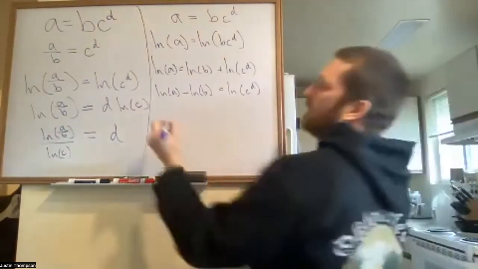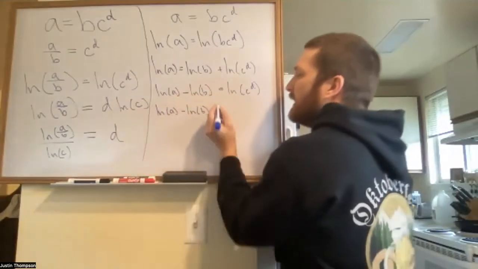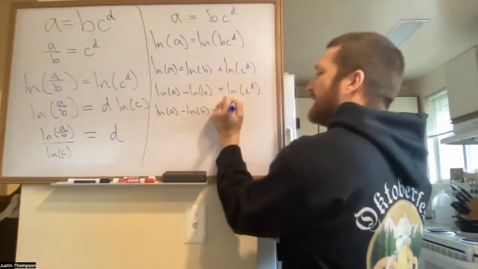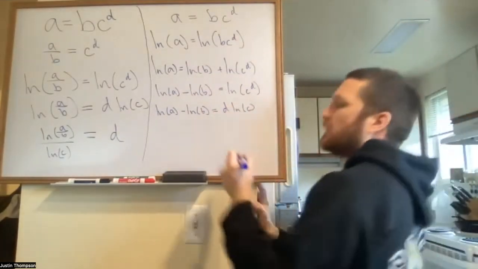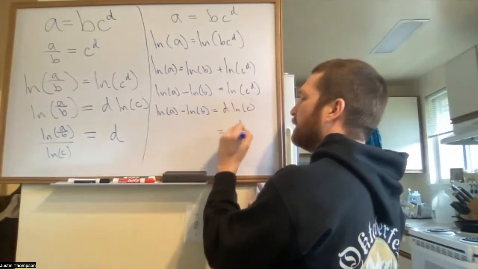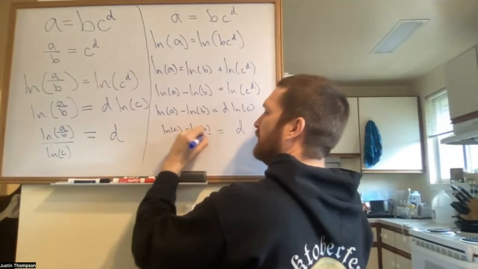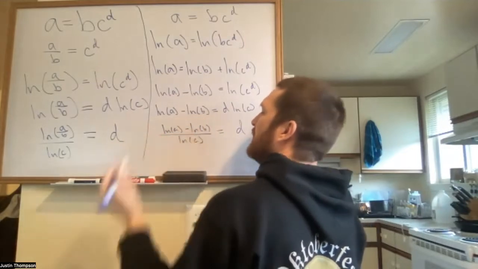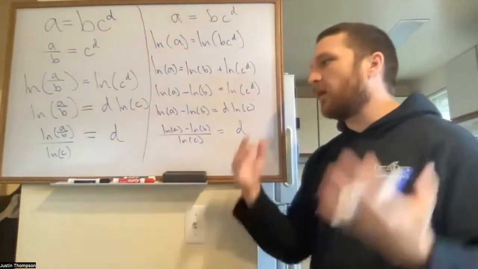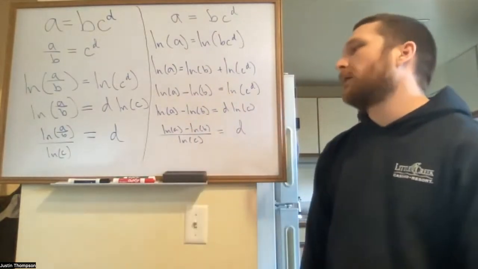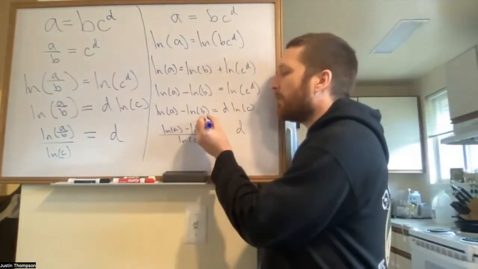And then they do what we did, which is natural log of a minus natural log of b equals d times the natural log of c. And then finally, they divide just like we did to get this: natural log of a minus natural log of b all over the natural log of c. And so it's possible that in the back of your book, they have this answer and you go, oh no, I got the wrong answer, until you remember, oh yeah, there's that property of logs.